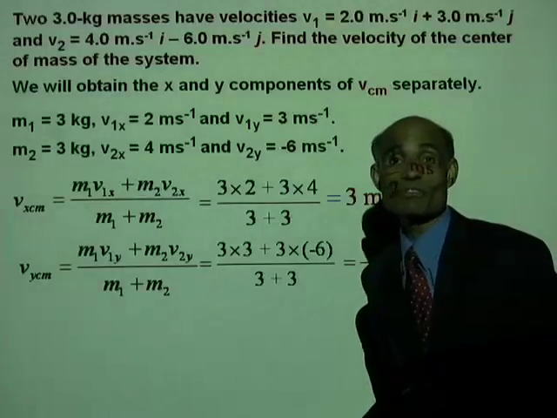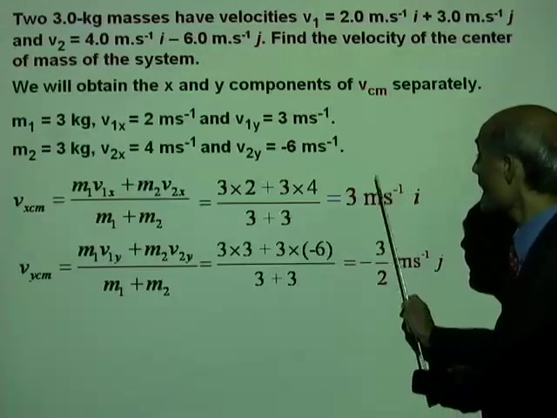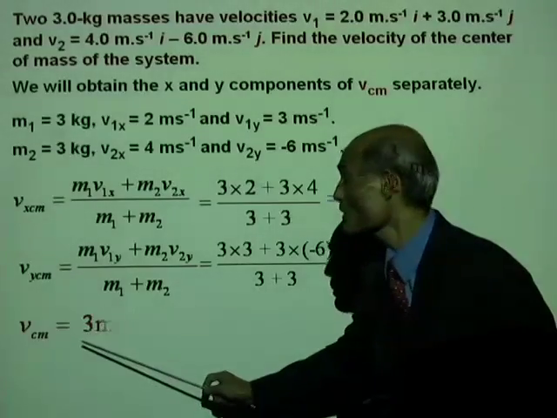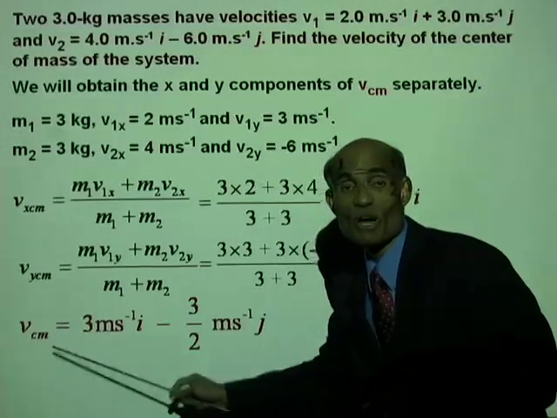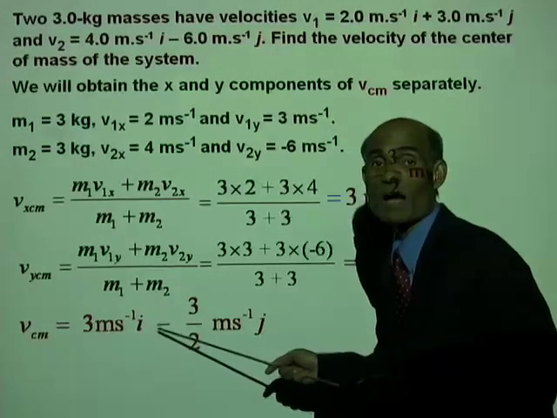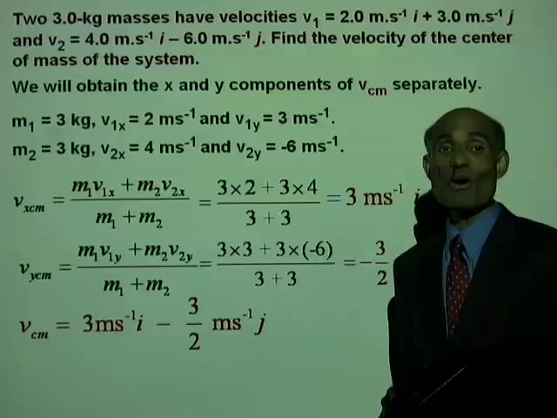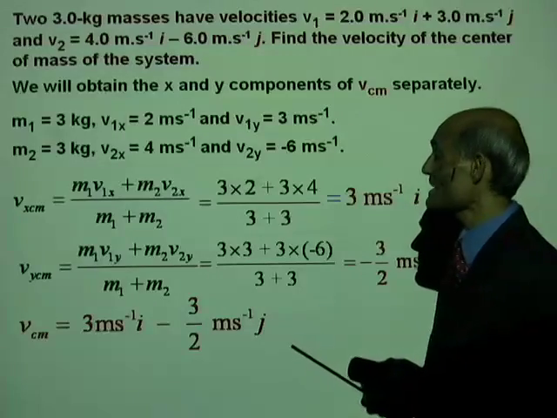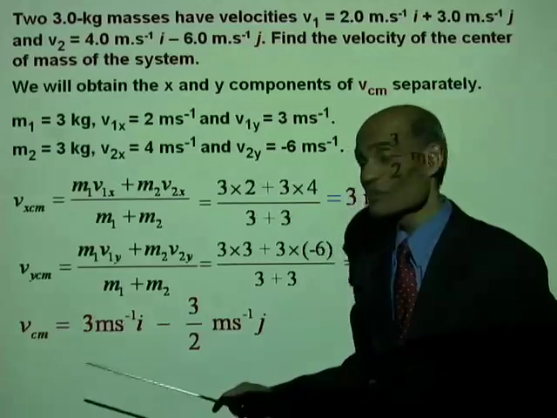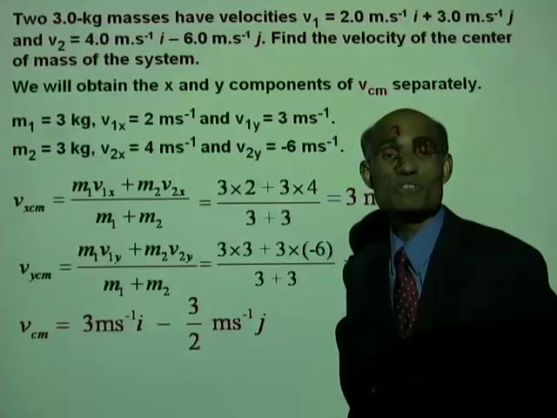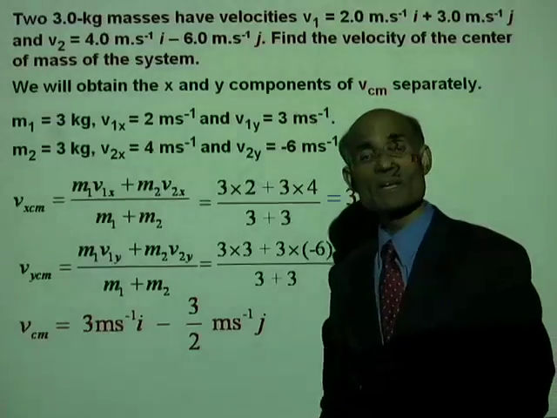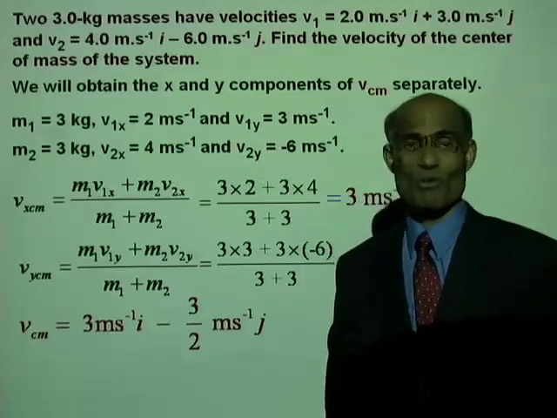So the velocity of the center of mass now has an x component and a y component. Putting it all together, we get the velocity of the center of mass is 3 meter per second i minus 3 over 2 meter per second j. You can leave it like this, or you know how to write that in the magnitude angle form. Try that on your own. Write this in the magnitude angle form.